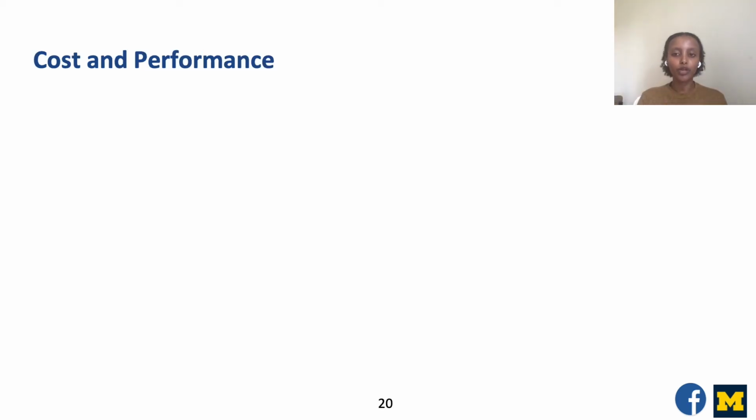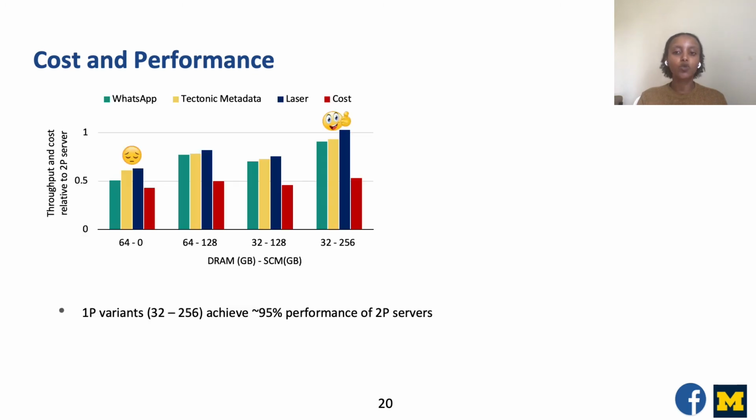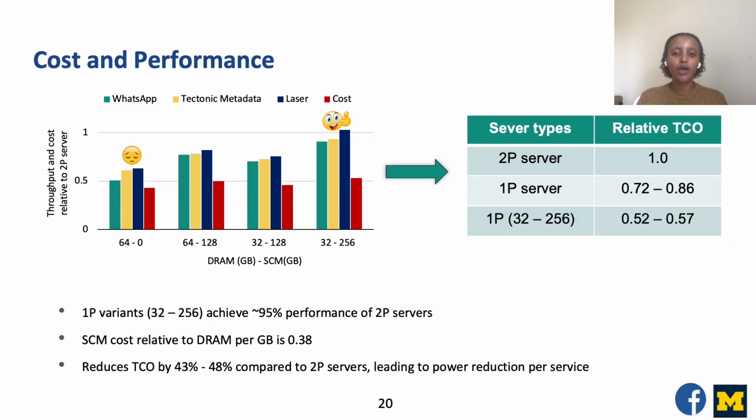We also compared performance and cost of 1P variants and 2P servers. As seen in the graph, with a 1P variant, we can achieve 95% performance of 2P servers on average for our largest 1P variant, which is the 32256 configuration. We then calculated the cost of each variant using the cost of all components. Currently, SCM costs 0.38 of DRAM per gigabyte. Based on this, for our largest 1P variant, we were able to reduce TCO to 43 to 48% of the 2P server. So this TCO improvement translates to reducing the number of servers and the power budget per service.